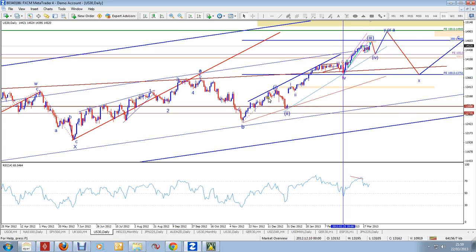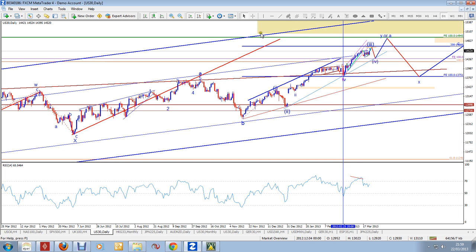We would then complete this wave 1 in bracket, wave 2 in bracket, wave 3 in bracket, which we are currently in the process of almost completing, pull back for wave 4 in bracket, and then we will have one final leg up. Now that is not necessarily guaranteed, but it is looking to me as the most likely development.